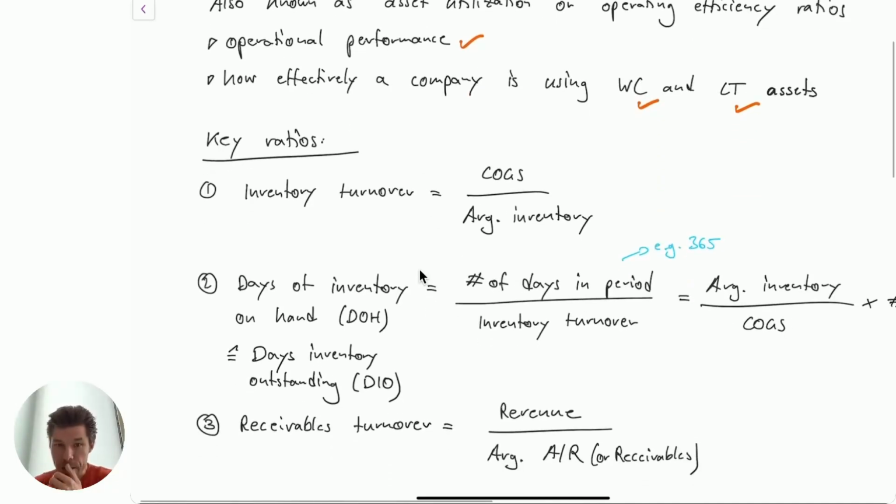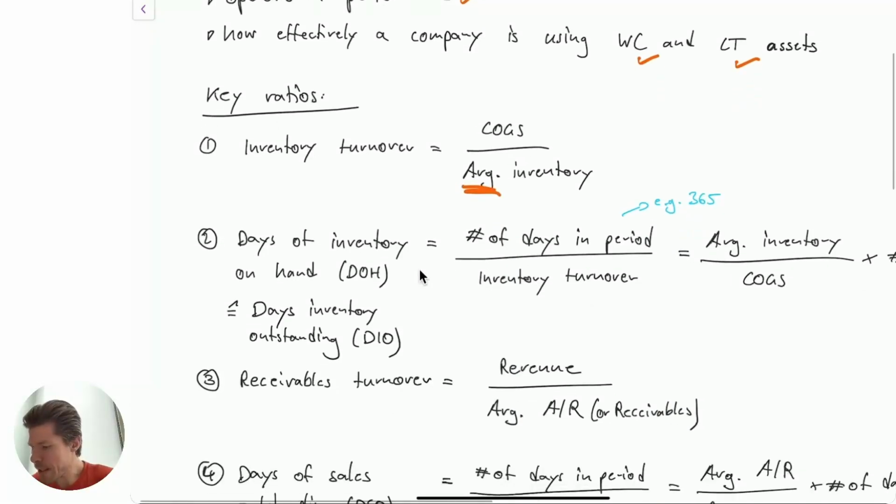There are a few key ratios. Let's go through step by step. The first one is called inventory turnover. The formula is cost of goods sold or cost of sales divided by average inventory. Here again, inventory is a balance sheet item, so we usually take the average, beginning plus ending divided by 2. There are a few nuances where it may be better to take the ending balance sheet number, but I will come to this when we are talking about a few other ratios.